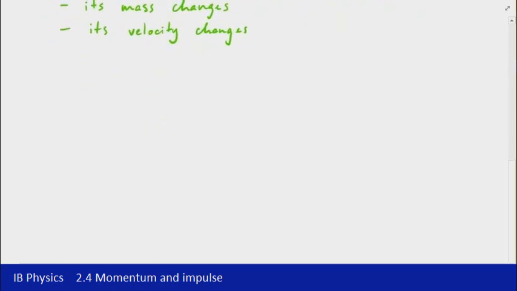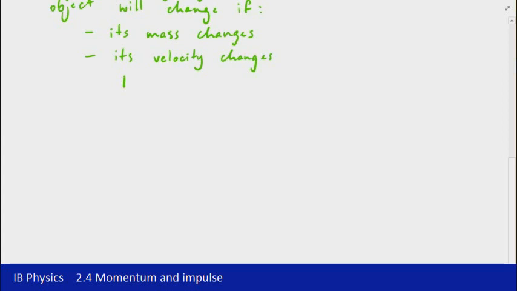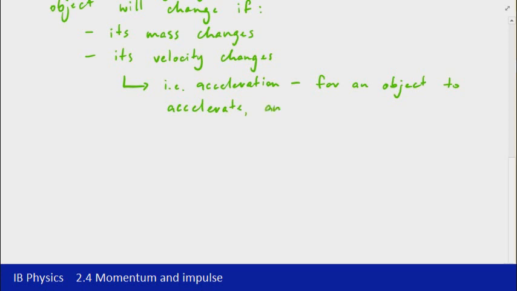So if we look at that second point, its velocity changing, if velocity changes, then what we're really dealing with is an acceleration. So if we have acceleration, we're basically saying that for an object to accelerate, or for the velocity of an object to change, we know from our understanding of Newton's laws of motion that an unbalanced force must be acting on the object.